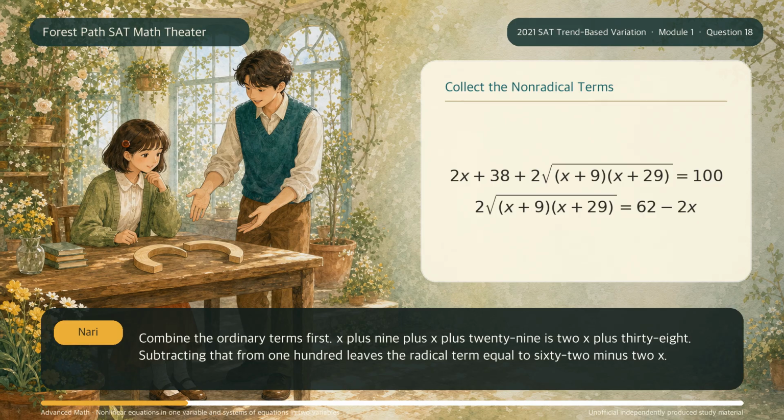Combine the ordinary terms first. X plus 9 plus x plus 29 is 2x plus 38. Subtracting that from 100 leaves the radical term equal to 62 minus 2x.